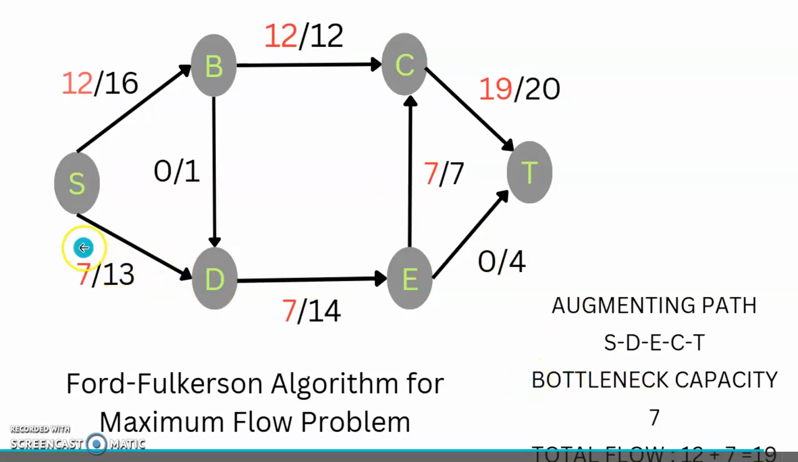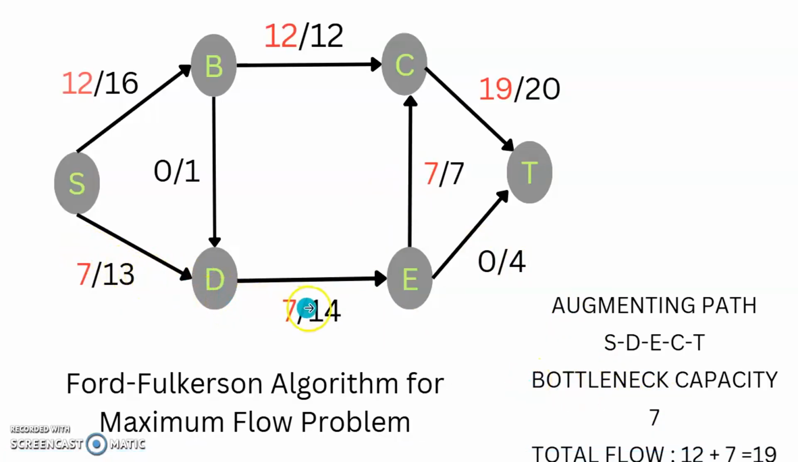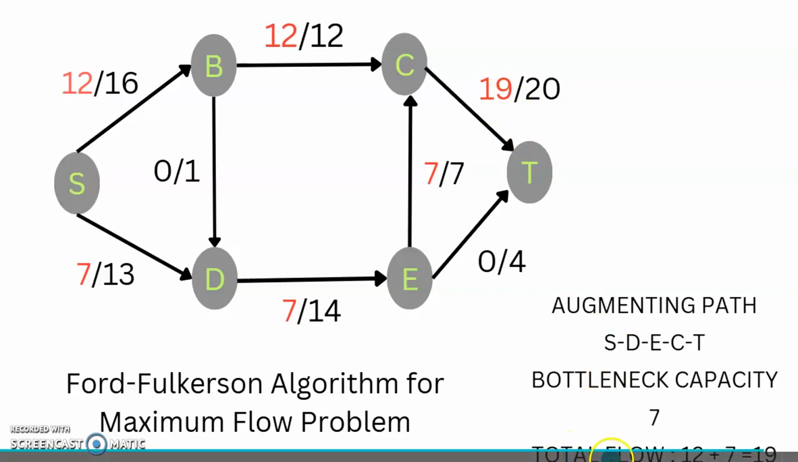So we are using 7 out of 13 here, 7 out of 14 here, 7 out of 7, and here it will become, already 12 was used, so 12 plus 7, 19. So we have used 19 out of 20. So now what is the total flow? 12 plus 7, 19.